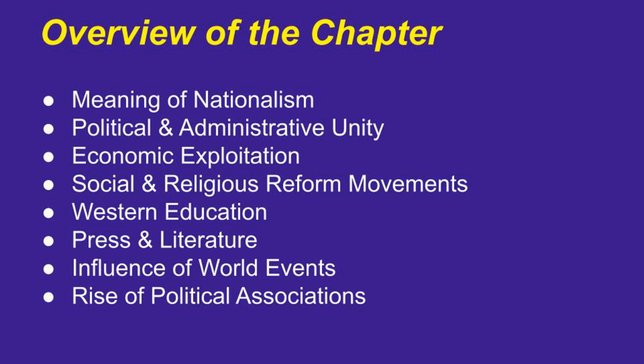In this chapter, we'll see how different forces work together, sometimes intentionally, sometimes not, to create a sense of Indian unity. British rule, though exploitative, also brought administrative unification. Western education and modern communication helped Indians think collectively. The reform movements gave moral courage, and the press gave a voice to the people. We'll connect these threads to understand how nationalism became a powerful current by the late 19th century.